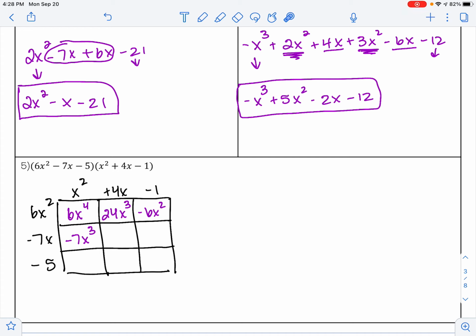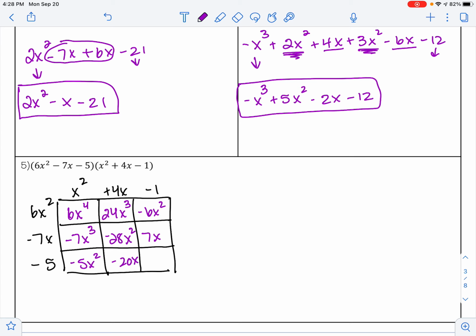Negative 7x times 4x is negative 28x squared. Negative 7x times negative 1 is positive 7x. Negative 5 times x squared is negative 5x squared. Negative 5 times 4x is negative 20x. And last but not least, negative 5 times negative 1 is positive 5. Now you could take each one of these 9 terms and you could write it out here.